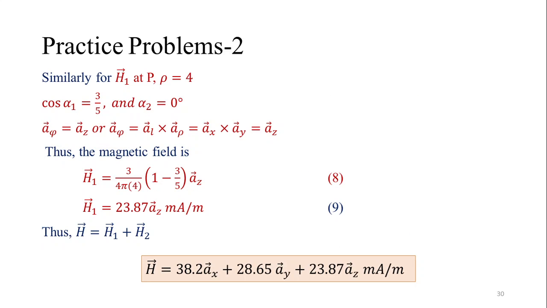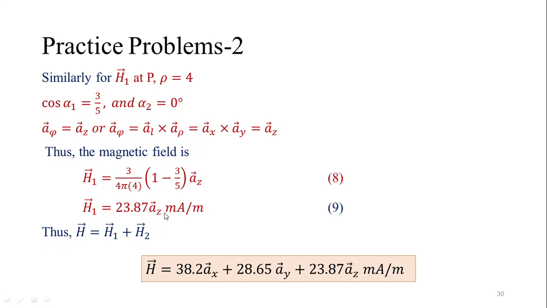Similarly, for H1 at P, rho is 4, cos alpha 1 is minus 3 by 5 and alpha 2 is 0, and A phi is equal to az. You can directly get it: A phi is AL cross A rho, where AL here is AX and A rho is AY. Taking the cross product, you get AZ. By substituting all the quantities in the H equation, you will get 3 by 4 pi into 4, times 1 minus 3 by 5, AZ. So H vector is 23.87 AZ milliamperes per meter.